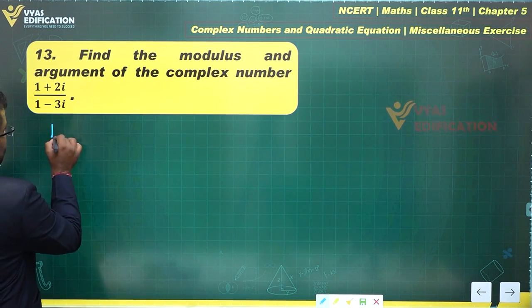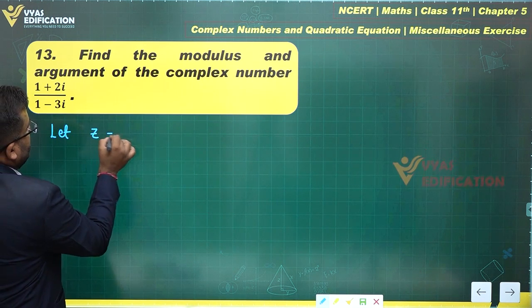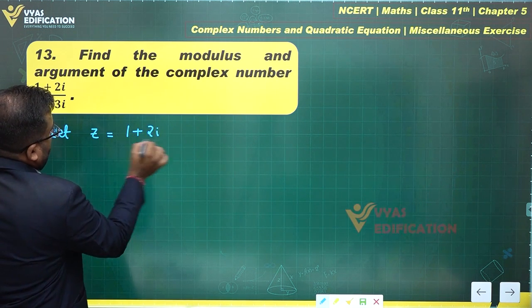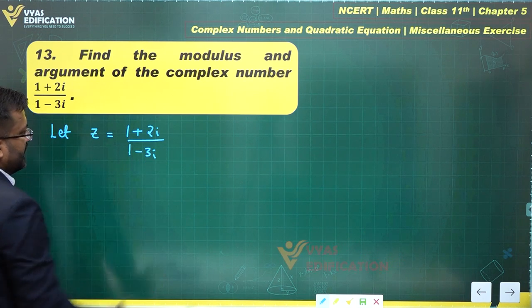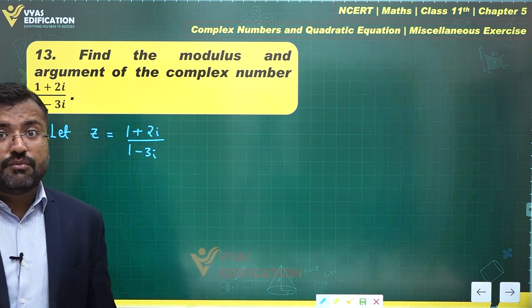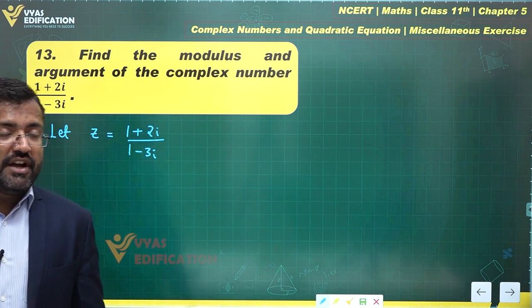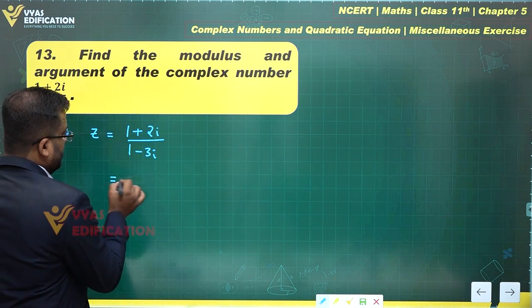So let z equal 1 plus 2i over 1 minus 3i. Now, for simplifying this, we'll have to multiply with the complex conjugate of the denominator, right?